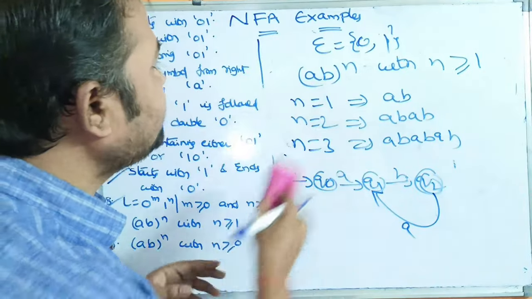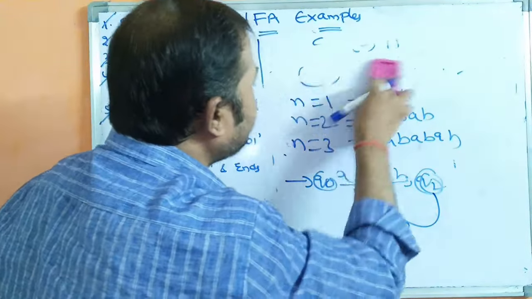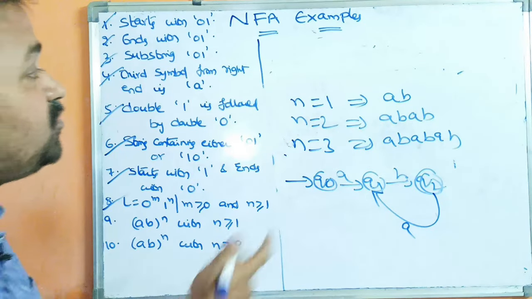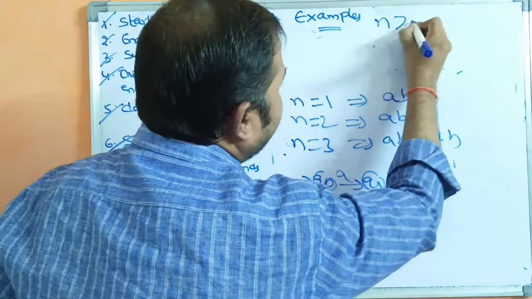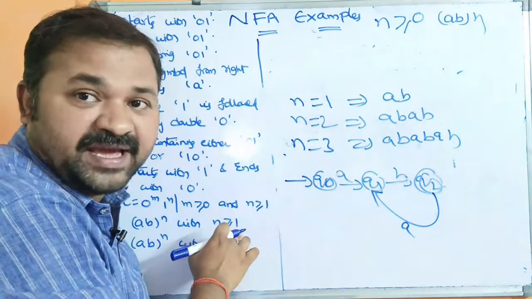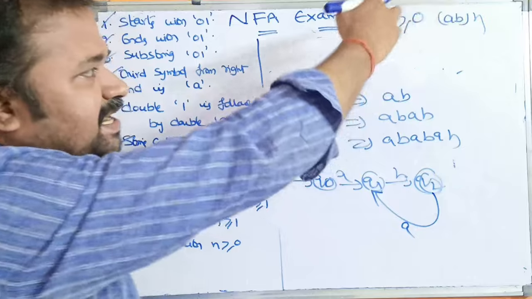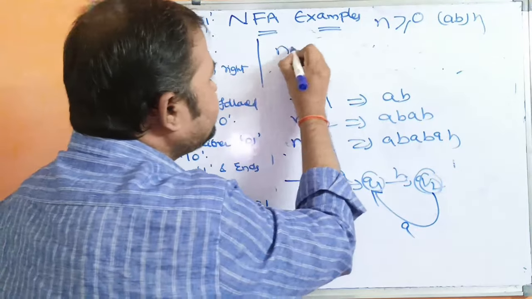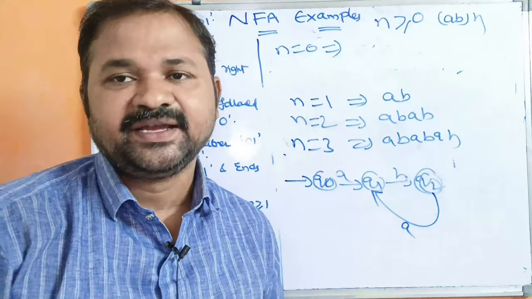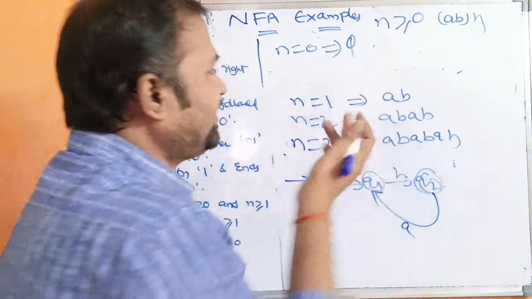The last example is AB whole power N with N is greater than or equal to 0. Whereas in the previous problem, N value is 1, here N is starting from 0 onwards. So if N is equal to 0, then AB whole power 0 is nothing but the empty string, epsilon.